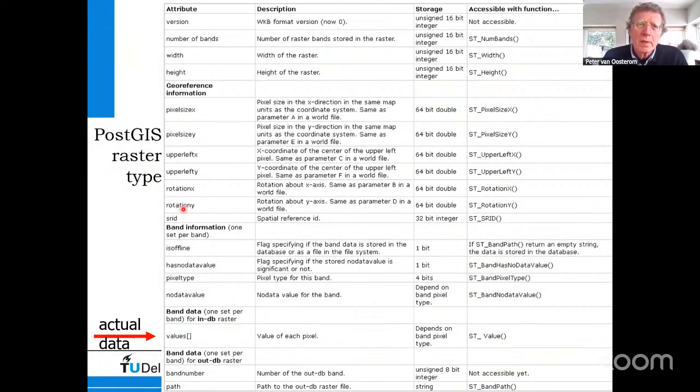Metadata. These are the attributes of the PostGIS raster data type, where you see the width and the height of the raster, and things about location and orientation of the raster, and also about the bands and the number of bands. Of course, you need this kind of metadata to work in a proper manner with the raster images.